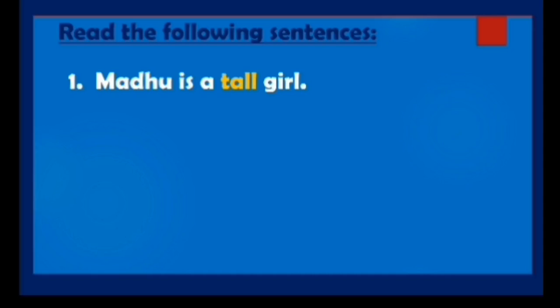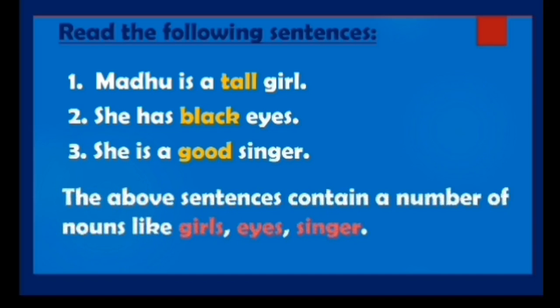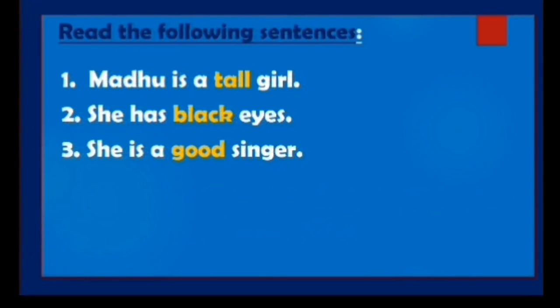Let's read a few examples. Read out the following sentences. Madhu is a tall girl. She has black eyes. She is a good singer. The above sentences contain a number of nouns like girl, eyes, singer, okay? Now let's see. Madhu is a tall girl.